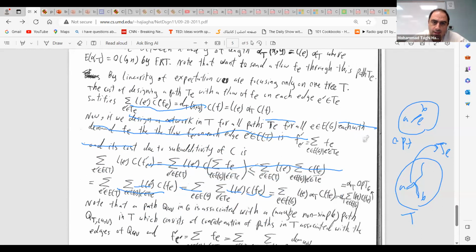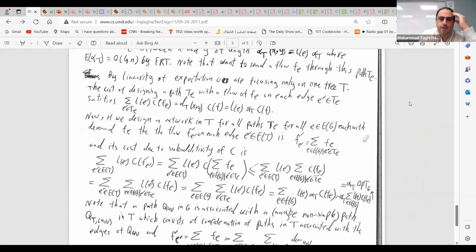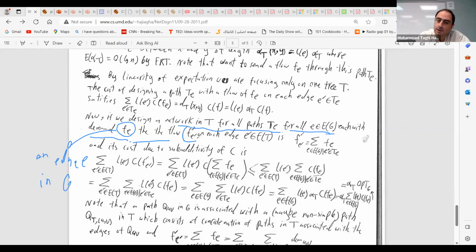This is the main formula that we have here. If we design a network in T for all paths T_e corresponding to this, that was the way we are smearing optimal edges into the path. Then for each edge e belonging to E(G), we have a demand f(e) that goes through this edge, so we define f(e) on edge e in G.